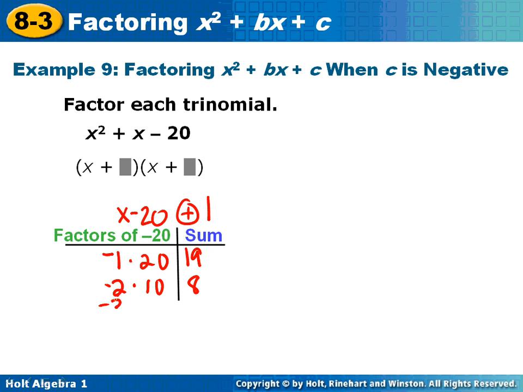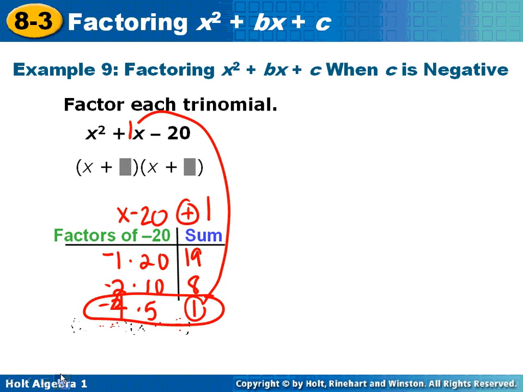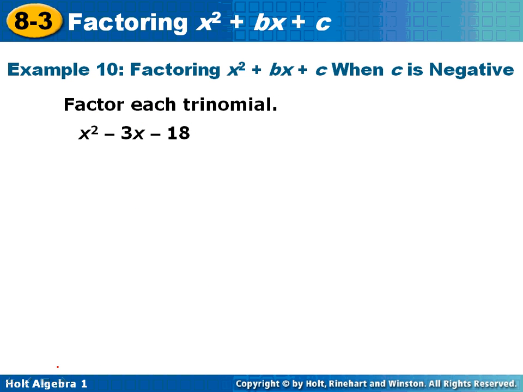Negative 3 doesn't work. Negative 4 times 5. That is a 1. And if you notice up here, I am looking for a 1x. So this is the right combination of numbers. And you get x minus 4 and x plus 5. If you want to multiply it out and check it, you will see that you'll get right back to the original trinomial. Number 10 and last one.